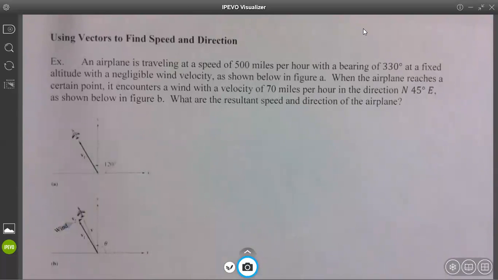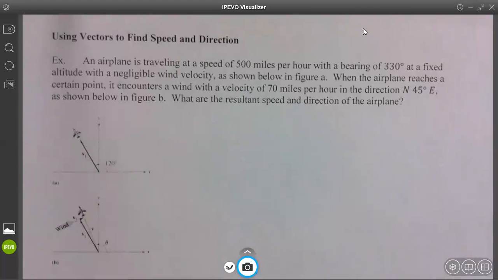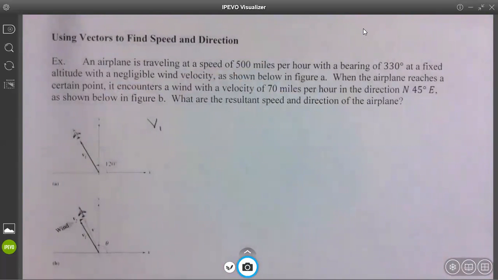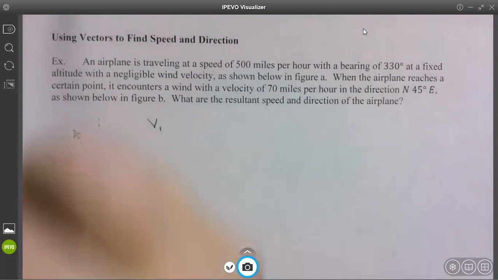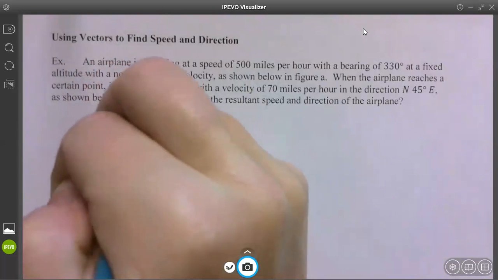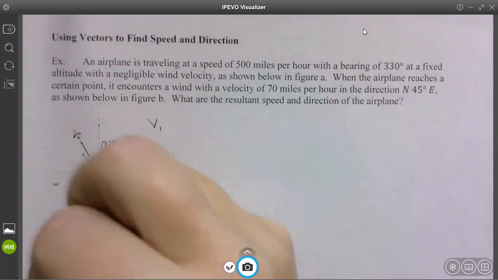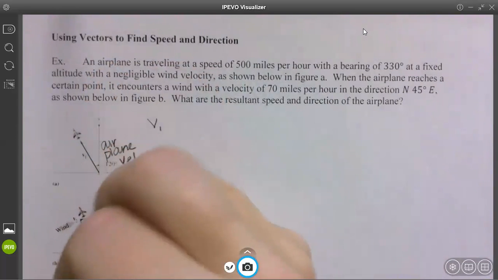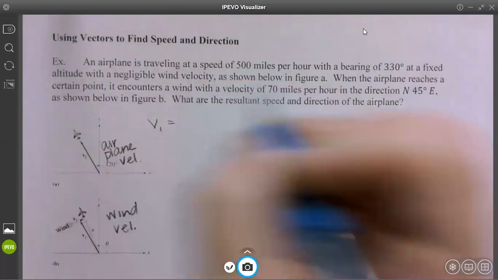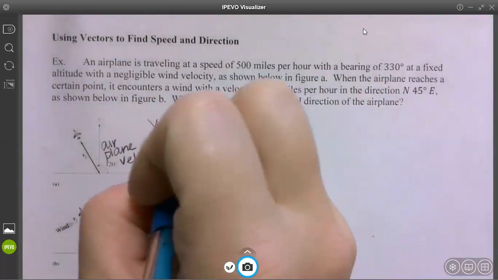When the airplane reaches a certain point, it encounters a wind with a velocity of 70 miles per hour in the direction north 45 degrees east, as shown in figure B. What are the resultant speed and direction of the airplane? So we're going to start with the very first one, the velocity, or the V, of the airplane. So this is airplane velocity. This one, when we do it in a second, will be the wind velocity. The airplane is traveling at a speed of 500 miles an hour.